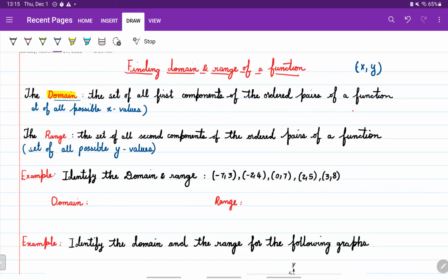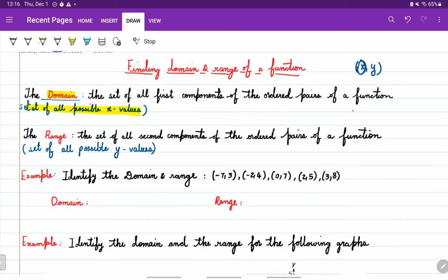So the domain is essentially the set of all first components. That means it's this one, the first component, which is always the x values. That is why the domain is the set of all possible x values.